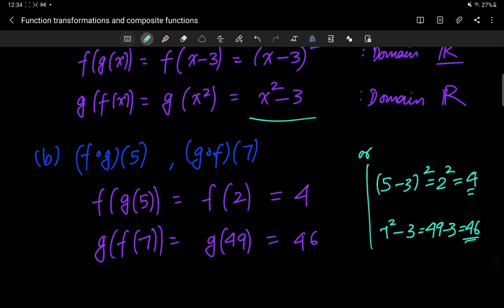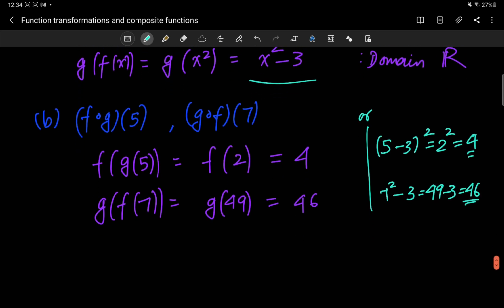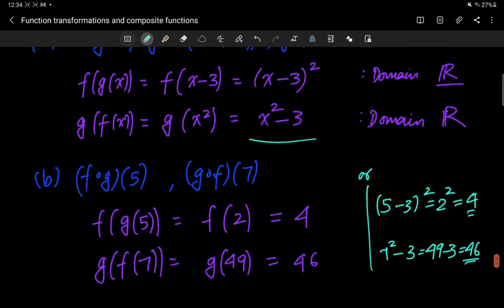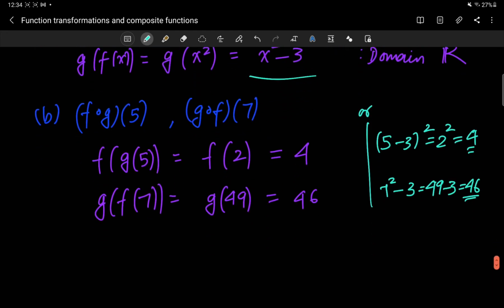Okay, so that's a brief introduction to composition of functions. Next video, we're going to look at some more complicated examples and some applications.